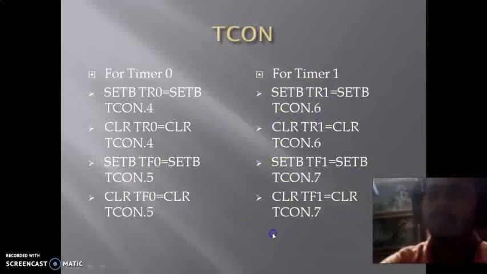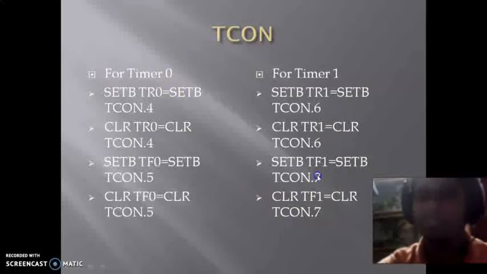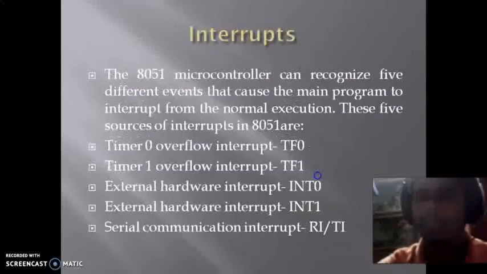Similarly, for timer 1 we have TR1. We can set it by using SETB TR1, and we can clear it by using CLR TR1. Similarly, we have the timer overflow flag for timer 1. When the counter completes, it will overflow, and we can use SETB TF1 to set TF1 as well as CLR TF1 to clear it. So these are the instructions that we can use for the programming of timer counter.